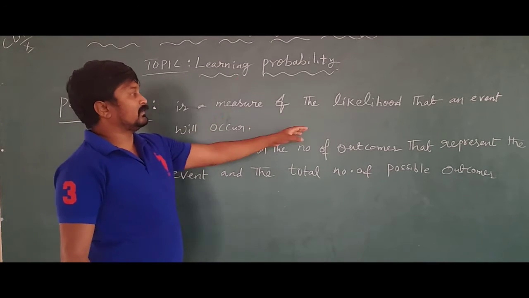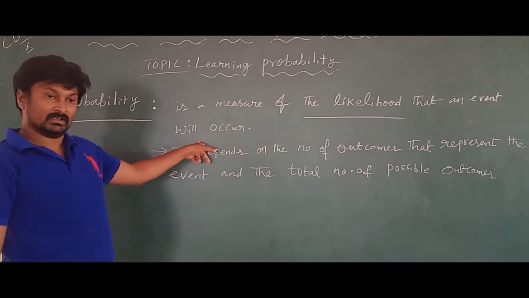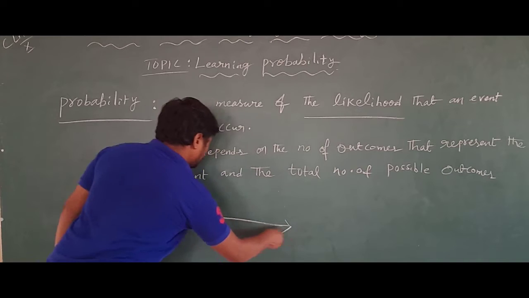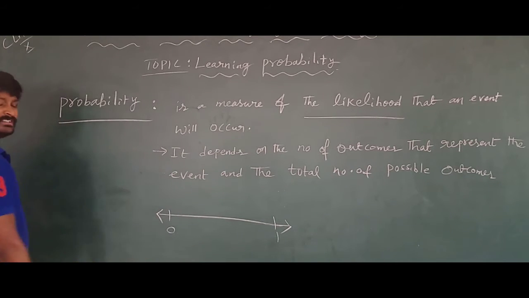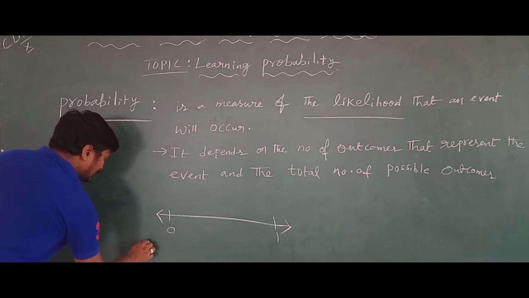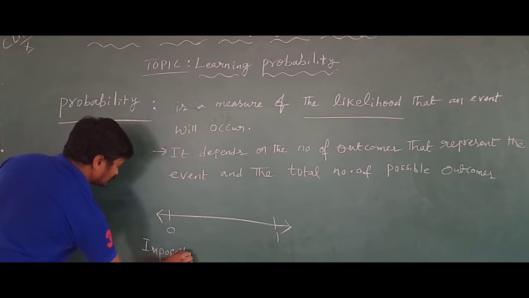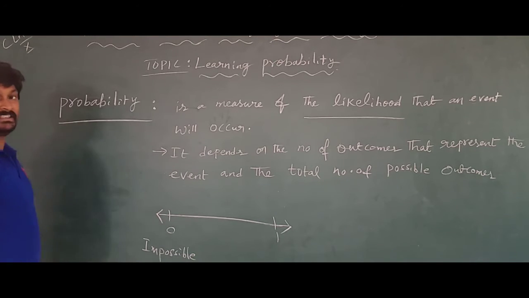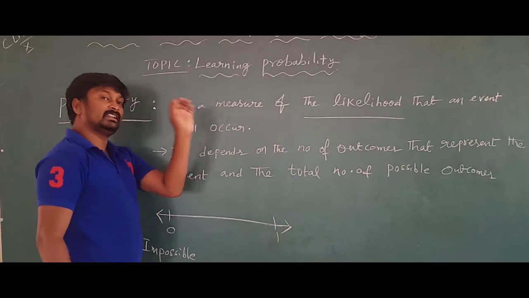Let's discuss the exact definition of probability. Probability is a measure of the likelihood that an event will occur. That means it is the chance of an event occurring. Now we represent this likelihood on a number line from 0 to 1. Probability always lies between 0 and 1. 0 is nothing but an impossible event, and 1 is a certain event.